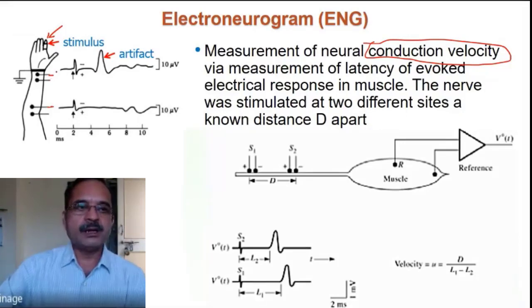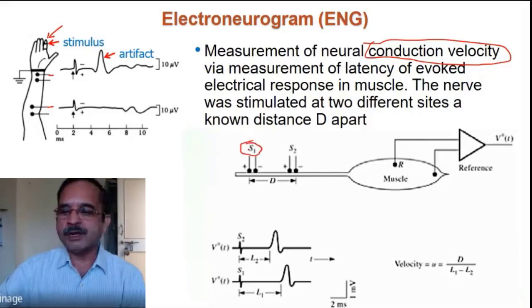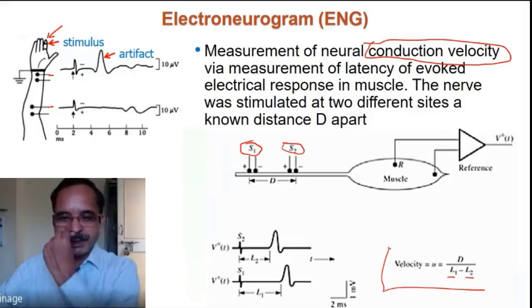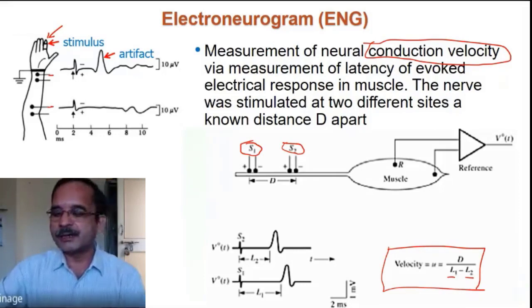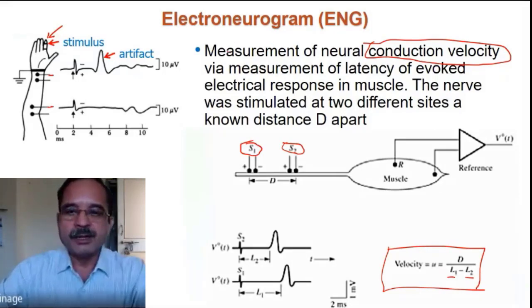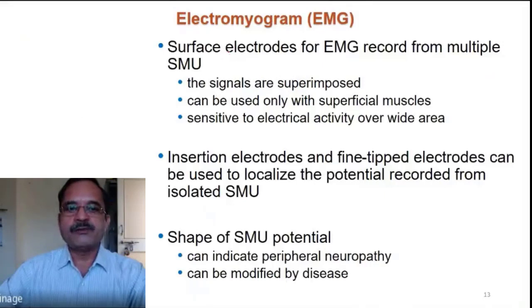So after giving the stimulus, we measure the time required for the pulse to travel from wrist to elbow. That means from point S1 to point S2. So that we measure as L1 and L2. So the distance divided by this time gives us the conduction velocity of this signal, how it propagates in our nerves. Okay, so that was the last point.